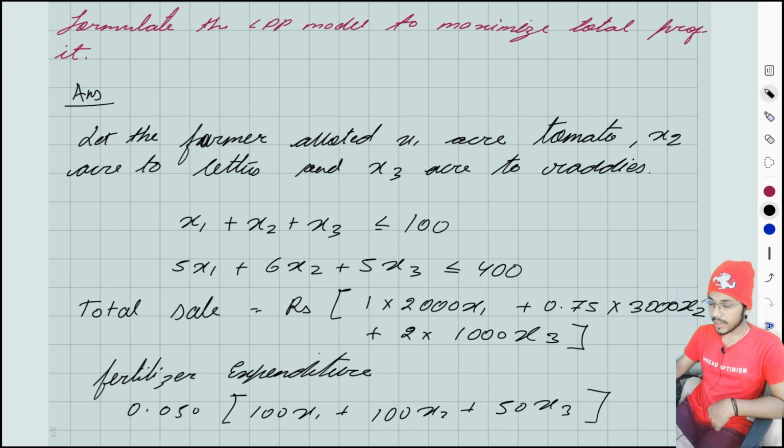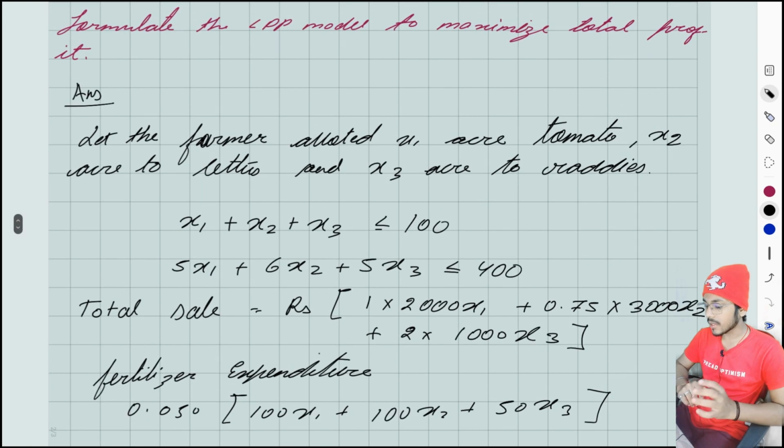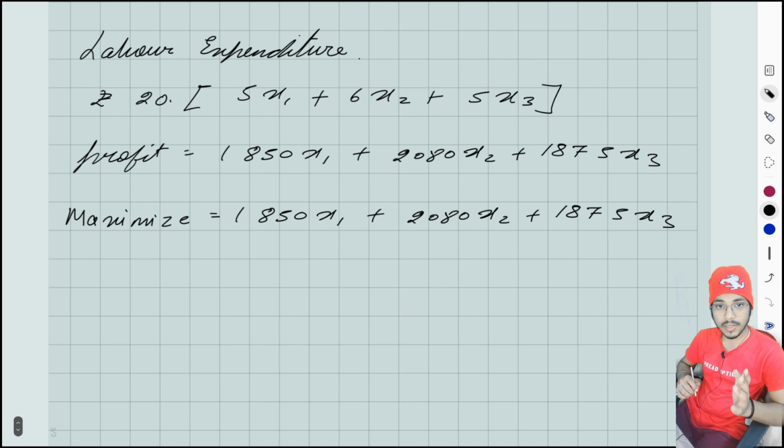You will find the solution of this equation. Then comes the labor expenditure. You have to multiply 20 with 5x1 plus 6x2 plus 5x3 to get the labor expenditure. Then to find the profit, you have to subtract the labor expenditure and fertilizer expenditure from the selling price. Okay, this is work for you. You do it yourself and match the answer with mine. Okay, you got the equation of profit.